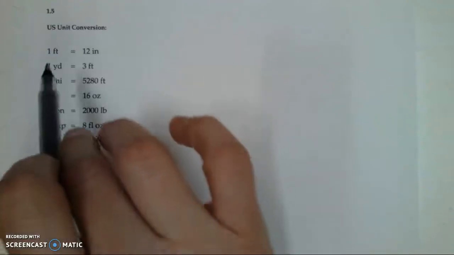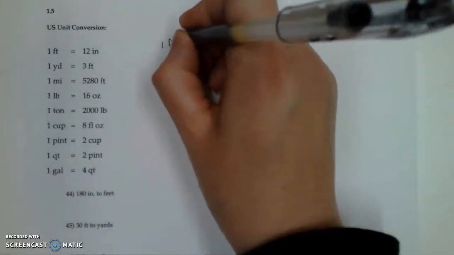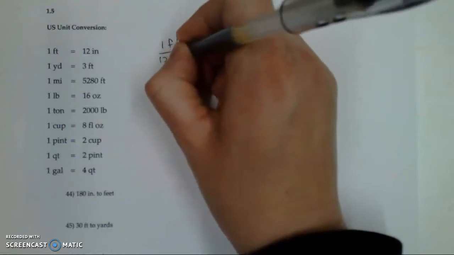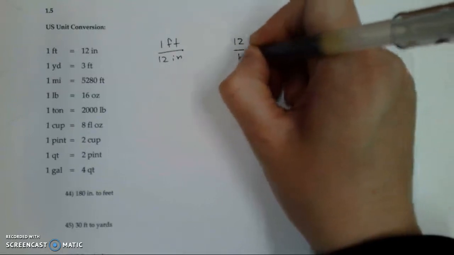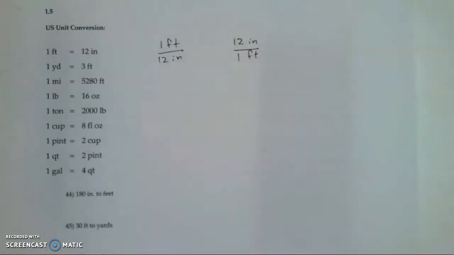For all of these, I'm going to set them up as fractions. So we said 1 foot equals 12 inches. So I can either write it out as 1 foot over 12 inches, or I could also write it the other way, 12 inches over 1 foot. So that's how I'm going to do these unit conversions, by expressing them as a fraction.